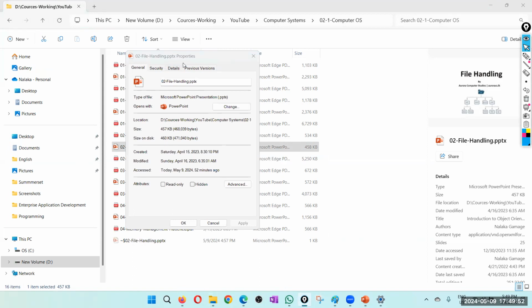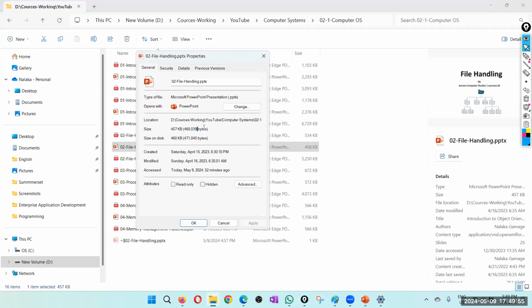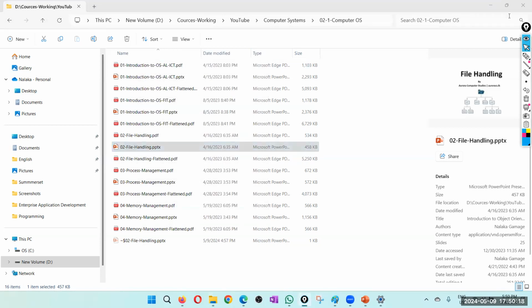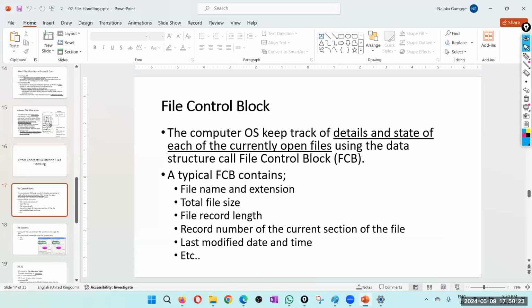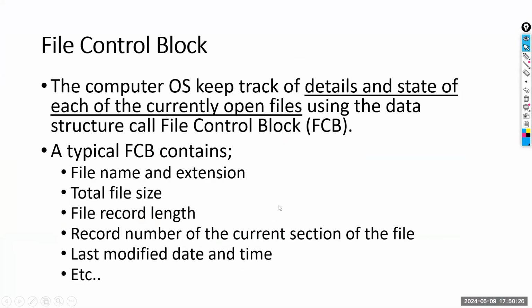Every file has a separate file control block. It includes what is the extension, what is the file name, what is the file size, what is the created date, last modified date, last access date, where the file is currently used, is it a read-only file? All those details are there in the file control block. So we just look at the file control block when we open the properties. Okay.